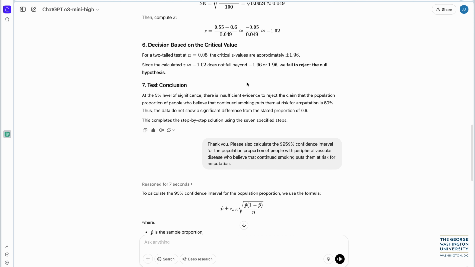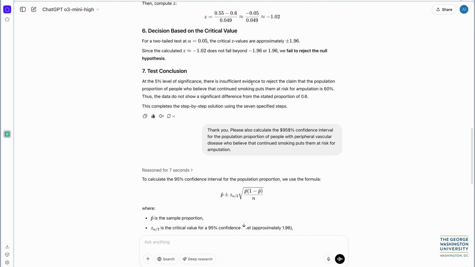And then the test conclusion: at the 5% level of significance, there's insufficient evidence to reject the claim that the population proportion of people who believe that continued smoking puts them at risk for amputation is 60%. Thus, the data do not show a significant difference from the stated proportion of 0.6. A different way of stating it, but I think that's good.